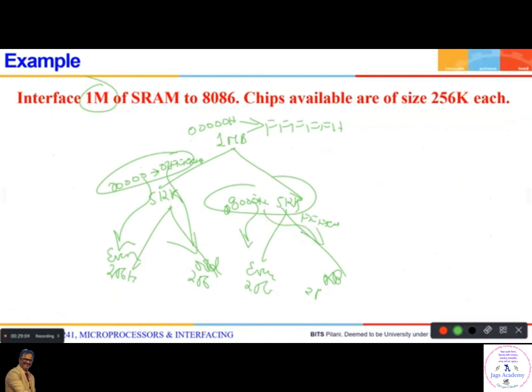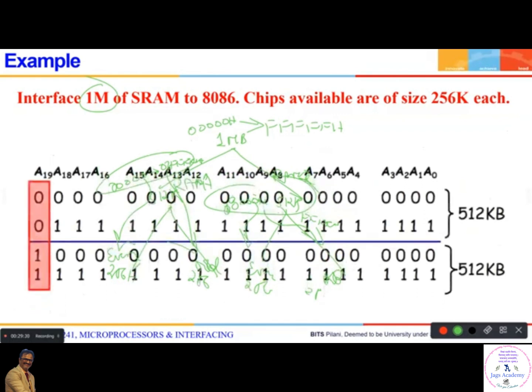What's the next step? Tell me. This is your RAM 1, yes or no? This is your RAM 2. This is your RAM 1. This is your RAM 1. This is your RAM 2. This is your RAM 1 even, RAM 1 odd, RAM 1 even, RAM 1 odd. What is the next step now? Table. You make a table. Now see here, this is the table.